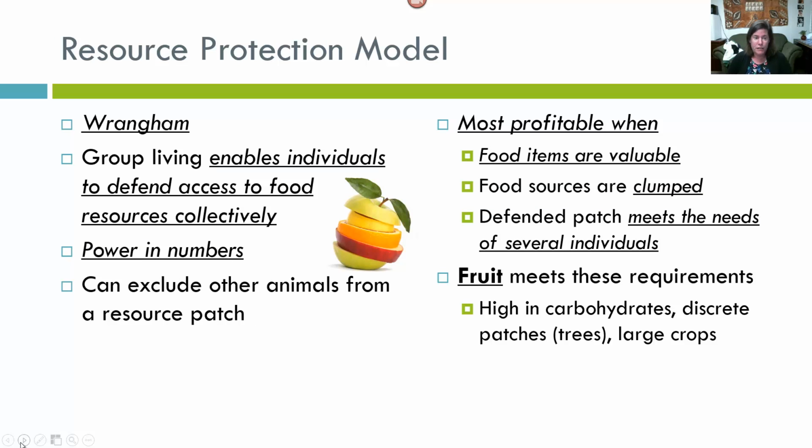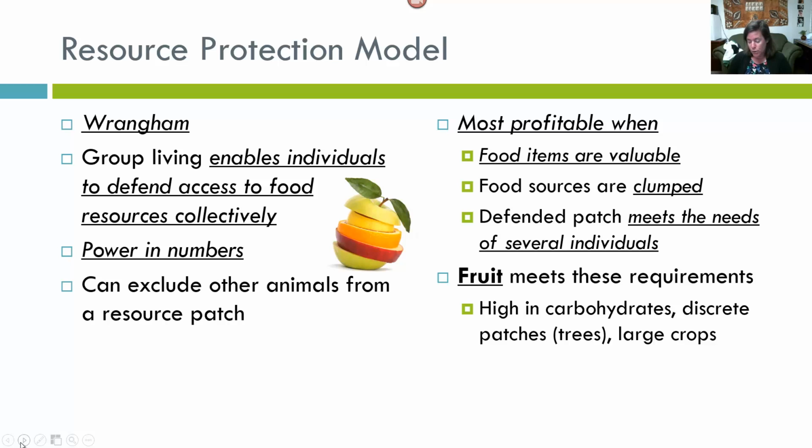The resource defense model was first developed by Richard Wrangham. Wrangham believes that group living is beneficial because it enables individuals to defend access to food resources collectively. His model is based on the simple idea that there's power in numbers: the larger the group, the more individuals there are to defend that resource. Larger groups can exclude smaller groups from a resource patch.